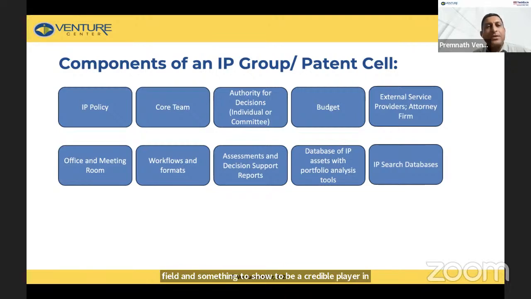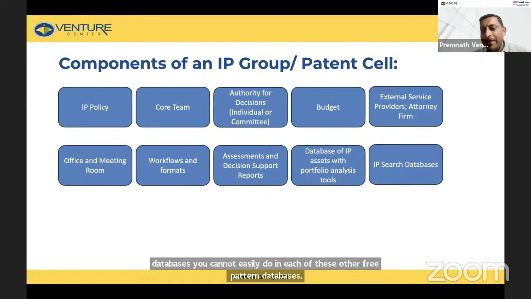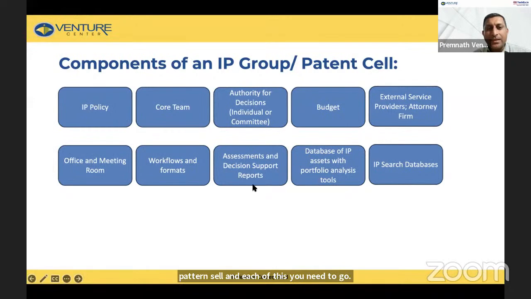And finally, you may need to search IP databases. Many of the ones which are available from patent offices are free of cost. You can access them freely, and you can do much of your searches, Google patents, and so on and so forth. But there are also proprietary databases which are available, which will allow you a lot more analytics, a little bit saves you time. There's some analytics you cannot easily do in each of these other free patent databases. So these are the components of a typical IP group and patent cell, and each of this you need to take. So let me take a few for the discussion, and then we can take it ahead.